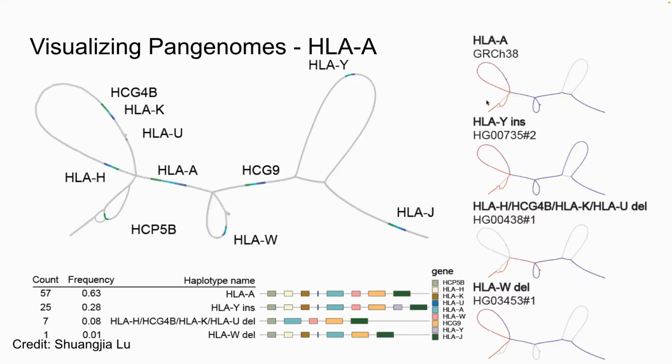In this picture, the red to blue represents the path of one particular haplotype. GRCh38 does not contain HLA-Y, so you can see that it skips that whole arc. But then there's this other haplotype, which does contain HLA-Y, and that's nearly a third of haplotypes, between a quarter and a third. It contains HLA-Y and skips this little sequence, and so forth.